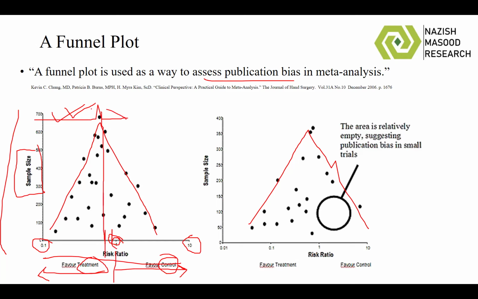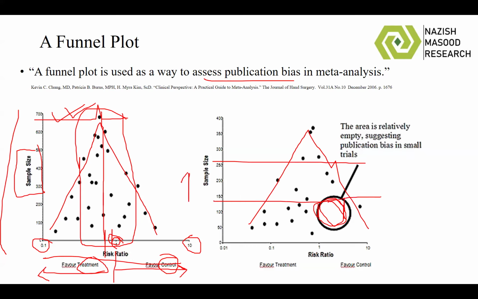As the sample size increases, look at this, right? Like I said, you will see this again and again that most of the studies lie somewhere in the middle. But if you look at this, there is an emptiness here. Say these are studies with 250 plus sample sizes, these are studies with 150 plus sample sizes. So, any study above this line is 150 plus, any study above this line is 250 plus sample size, right? But if you see here, the studies below 150, you see that there is a gap.